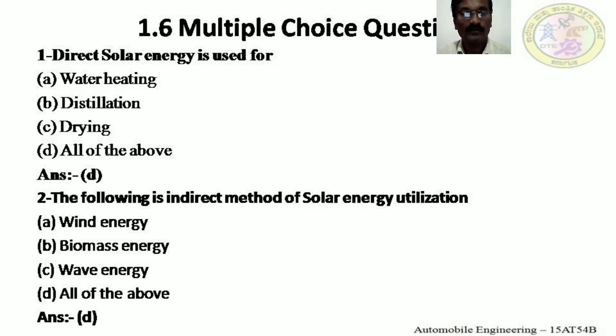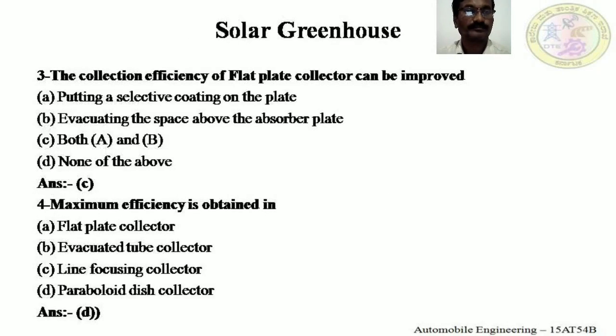Next one, the following is an indirect method of solar energy utilization. Here we have wind energy, biomass energy, wave energy. These are not direct methods of solar energy, so these are the indirect types of energies. So the answer is all of the above. That means answer D is correct.